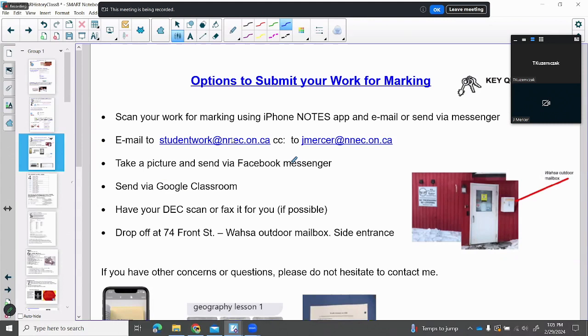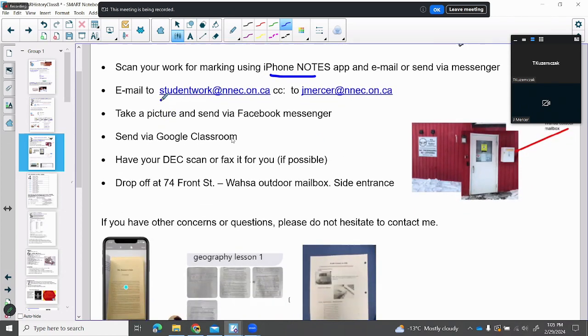There are several ways that you can submit your work for marking. You can scan your work. You can use your iPhone notes app, and then email or send it to us through Messenger. Make sure when you're emailing it that you email it to studentwork@nec.on.ca. CC it to the teacher that's marking your work. So if you're sending it for PLAR history, geography, or science, then you CC it to my email. You can also take a picture and send through Facebook Messenger, or you can use Google Classroom.